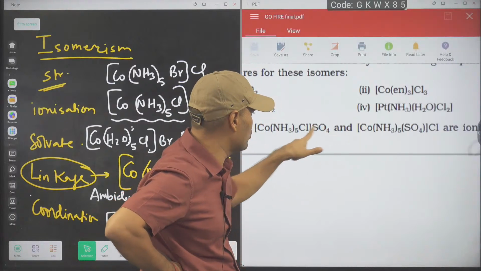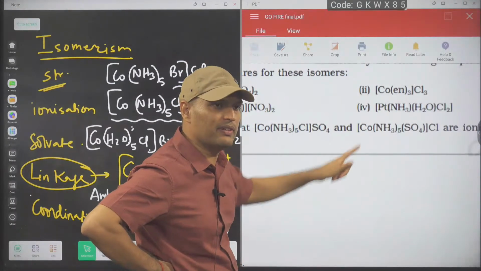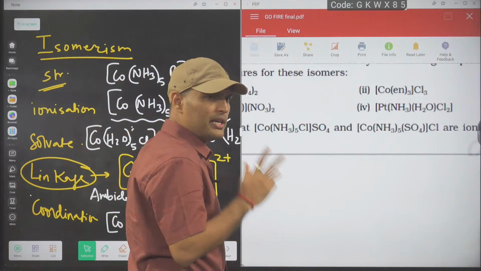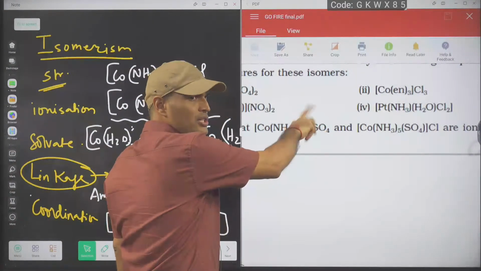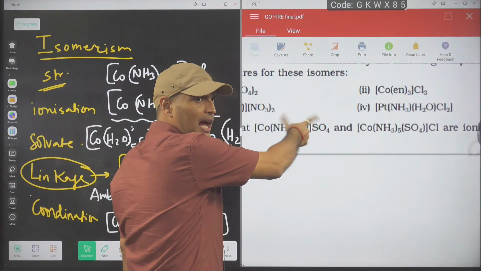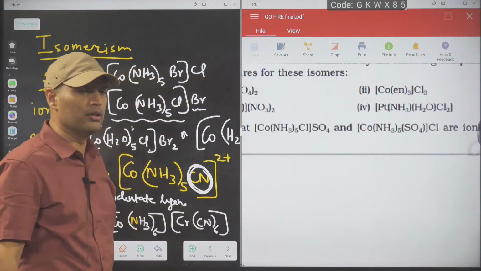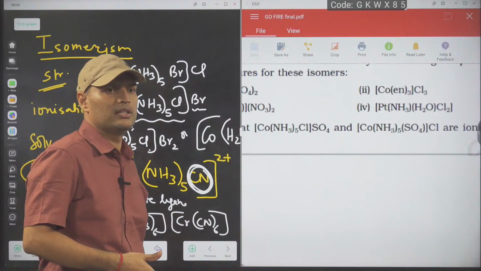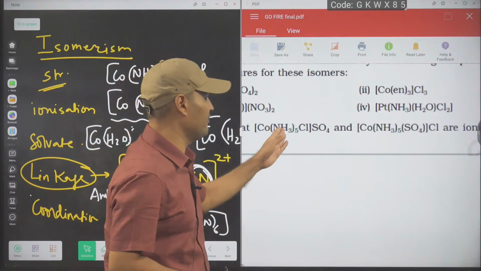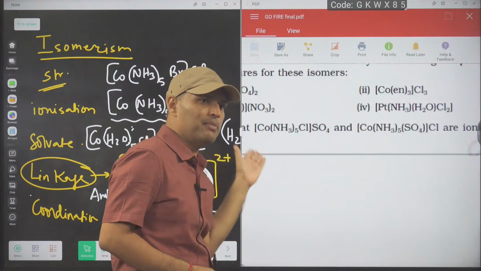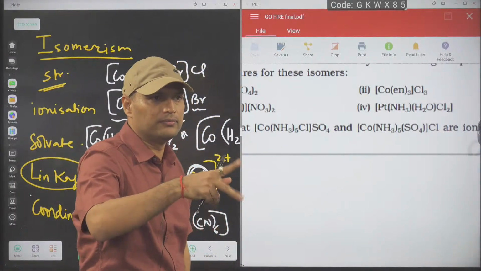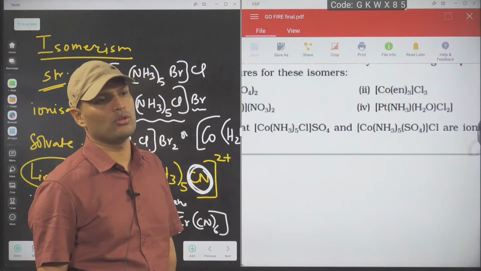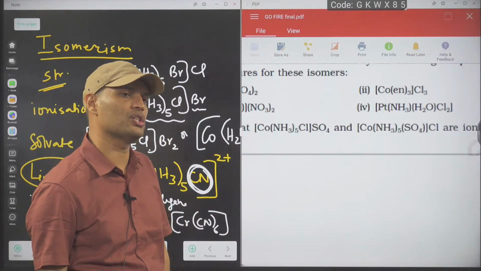Acha, what can be possible here? Tell me, what is the relation between these two? You will say, both are looking similar, only exchange is there. Coordination sphere and ionization sphere are exchanged. Tell me, Cl went outside and SO4 came inside. This is the change or not? So this is an example of ionization isomerism.